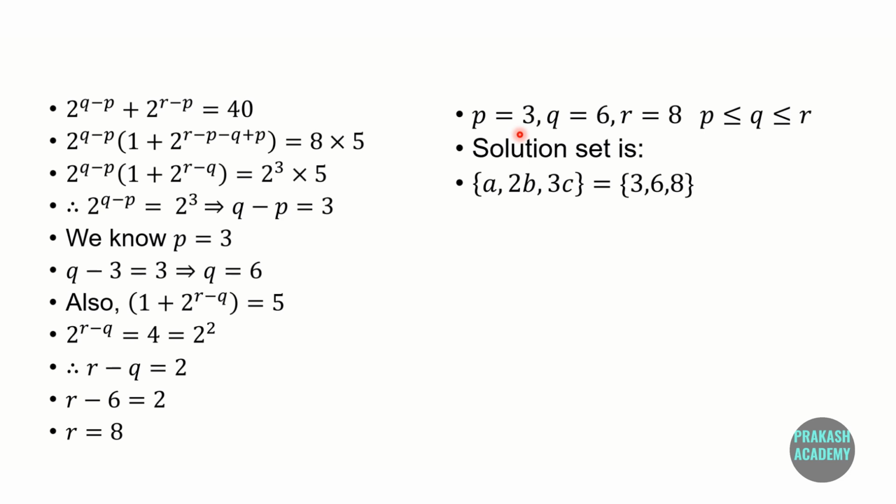So now I know the solution set, basically P, Q, R mapped with A, 2B and 3C. So this is 3, 6 and 8. Any one of them can be 3, any one of them can be 6, or any one of them can be 8. Now we have 3C. So 3C can be either 3 or 6, it cannot be 8. So for 3C I have the possibility that it can be 3 or it can be 6. Similarly for 2B, it's an even number. It can be either 6 or it can be 8.